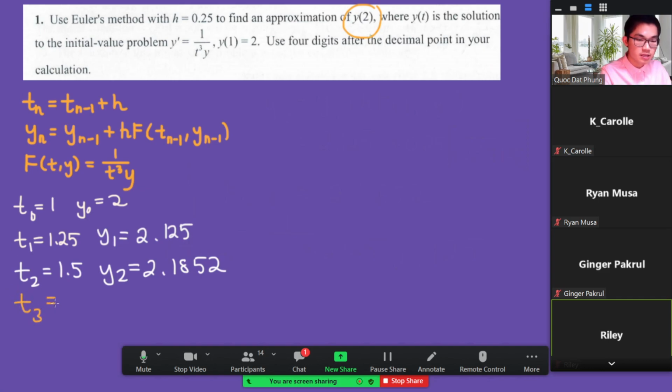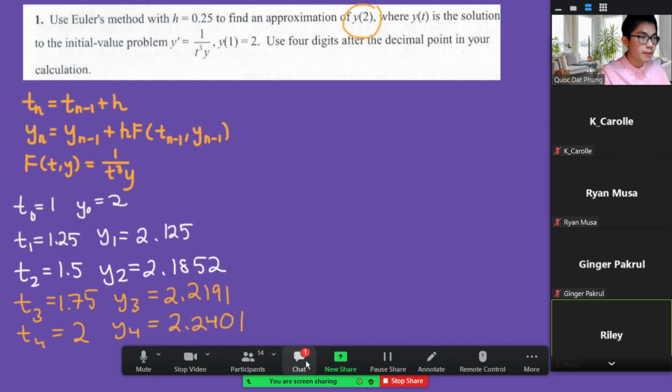So t3 is equal to 1.75, and y3 is equal to 2.2191. And then when you get to t equal to 2, this is when you stop. So this is y4 is equal to 2.2401. So therefore, the answer, y at 2, is approximately 2.2401. Okay, are there any questions?